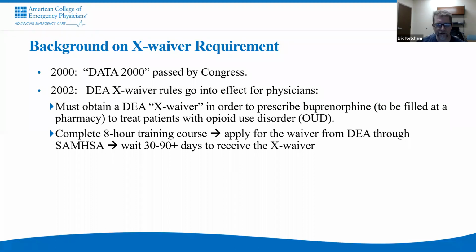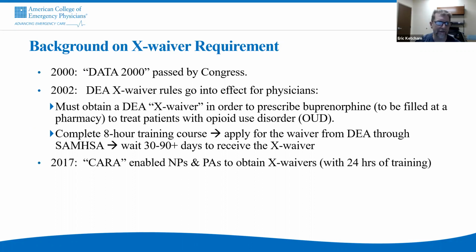There was, of course, the exclusion if you just wanted to administer it in the hospital. That did not require the XWaiver. And to get the XWaiver, of course, you had to complete this 8-hour training course. Then you had to apply for the waiver from the DEA through SAMHSA. Then you had to wait somewhere between 30 to 90 days or longer to finally receive that XWaiver in the mail, or receive that notification online that it was done.